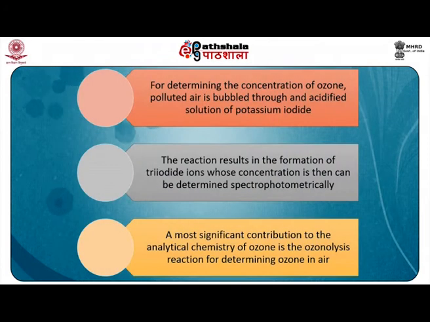Therefore, the intensity of photochemical smog can be determined by measuring the concentration of ozone. For determining the concentration of ozone, polluted air is bubbled through an acidified solution of potassium iodide. The reaction results in the formation of triiodide ions whose concentration can be determined spectrophotometrically.